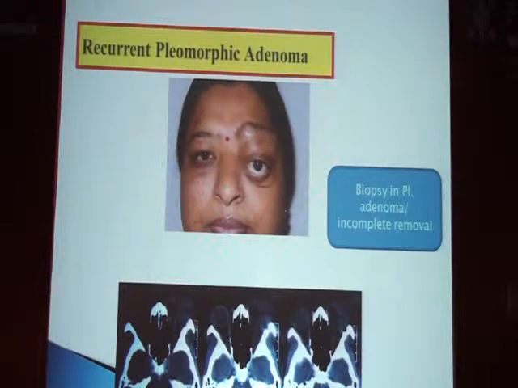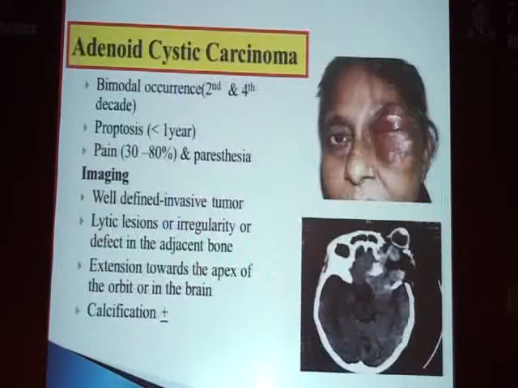This is a patient with recurrent pleomorphic adenoma following an incomplete removal. As you can see, there is a slight bony erosion. So, if incomplete removal has been done, it can masquerade as a picture like adenoid cystic carcinoma.